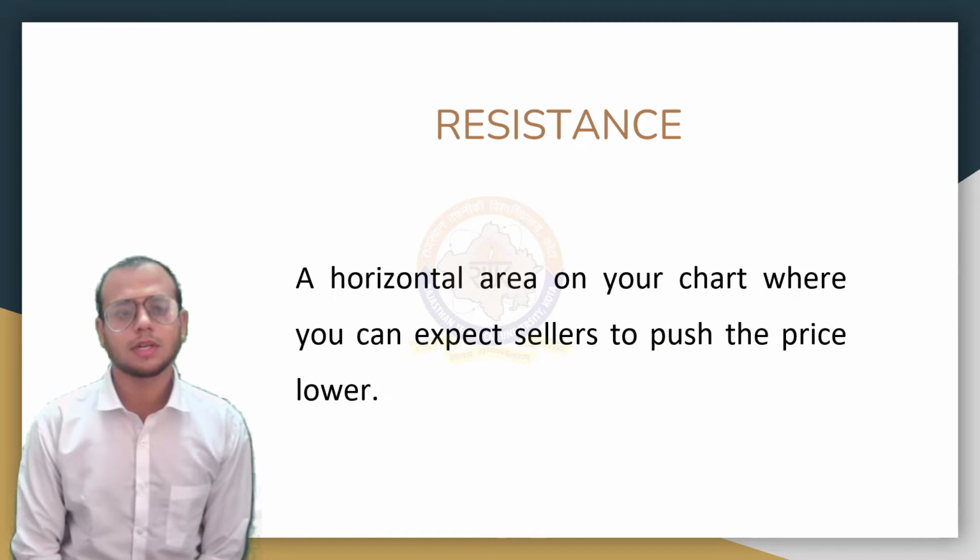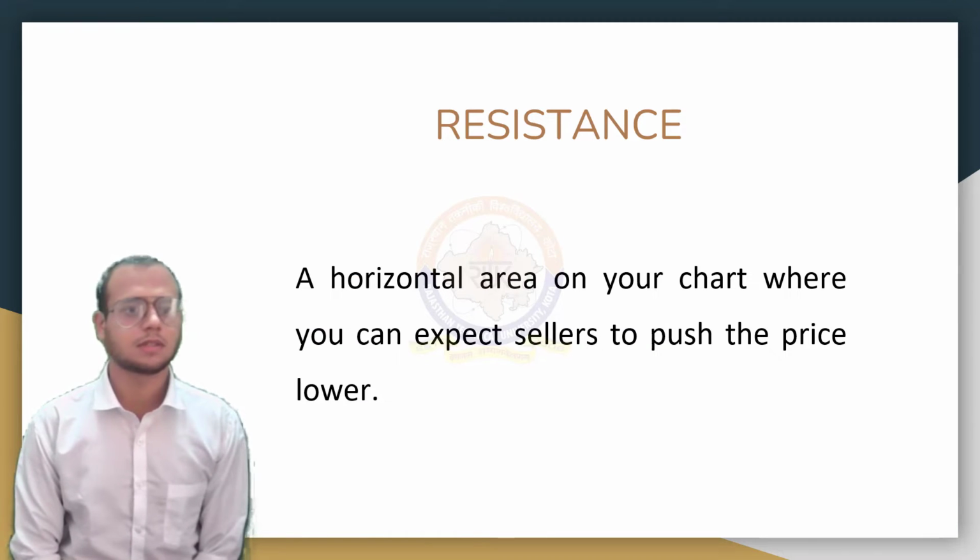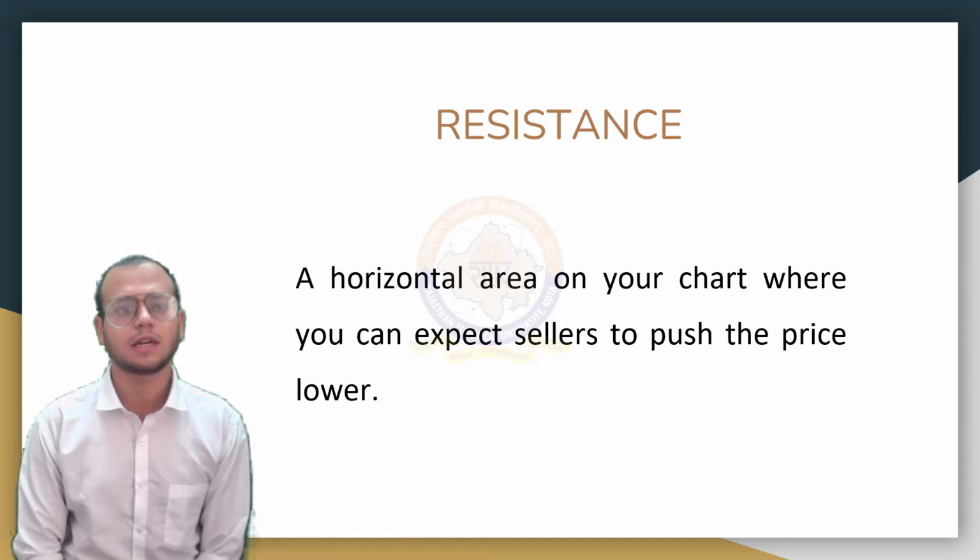Now we go to the next slide, which is about resistance. Resistance is basically the opposite of support. In resistance, buyers become weak at a place where sellers start selling. Now look at the chart. What is resistance? In this, you can see a white line where sellers' pressure is high, known as the resistance area.